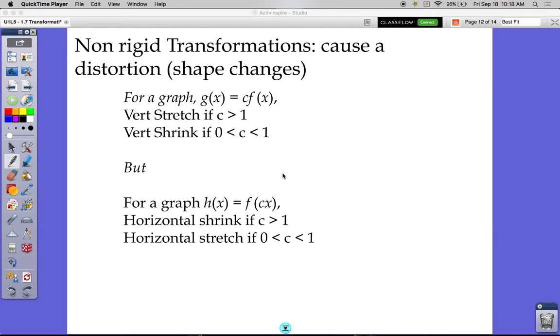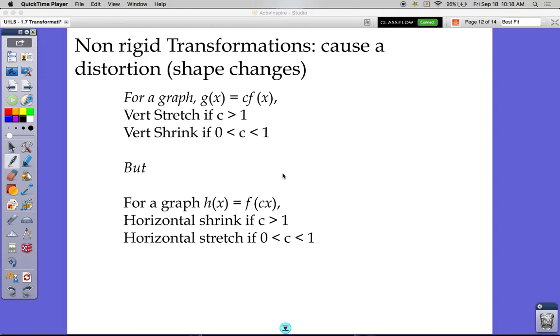So in the last question, we had stopped just short of non-rigid transformations. We graphed the square root of x, and then we said, okay, let's look at what happens when I put a 2 in front of that. We were talking about changing the shape of the graph.